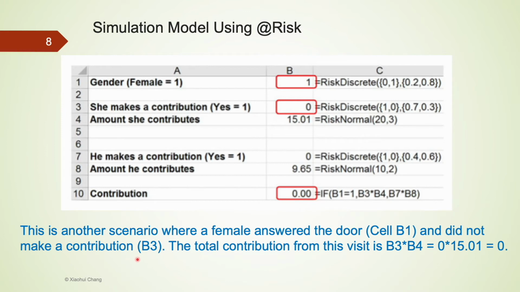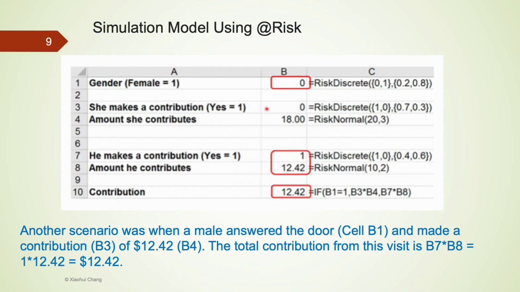Consider another visit. Again, a female answered the door, but she did not make any contribution because the value is 0 here. Therefore, the total contribution in cell B10 is always 0, regardless of the number in B4. This number is also what's being calculated using the if function. If B1 is 1, that's our case here, we return B3 multiplied by B4.